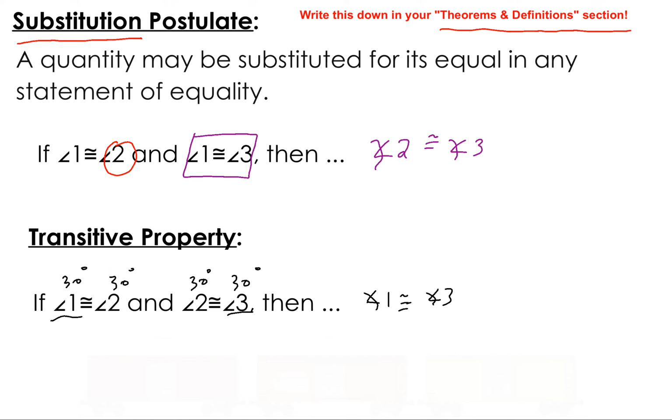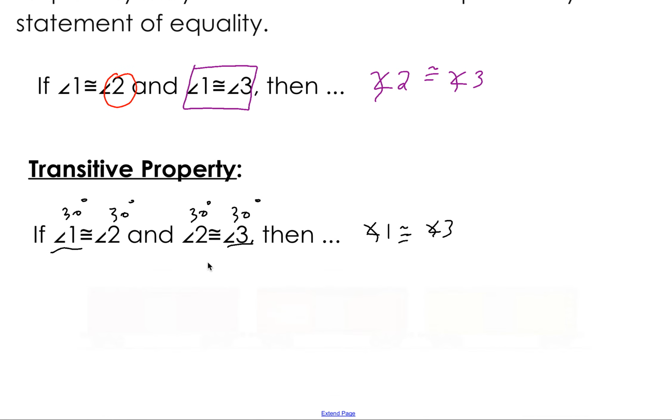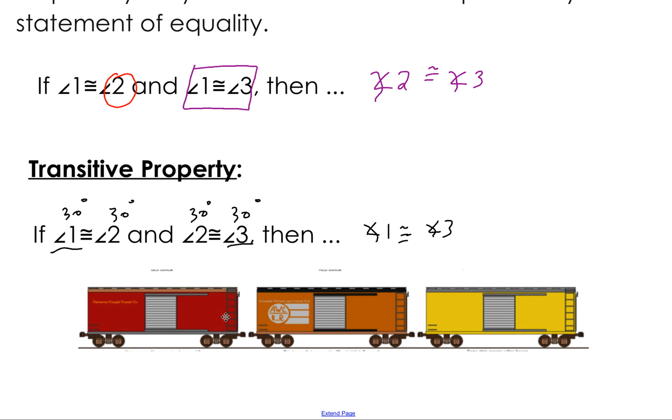So how do we draw a distinction between substitution postulate and the transitive property? Well, this is how I like to think of it. Transitive sounds like train, train. So imagine you have 3 cars, right? The red car is pulling the orange car, and the orange car is pulling the yellow car. Therefore, indirectly, the red car is pulling the yellow car. So in other words, we have this chain. We have this chain in our link between the red car and the yellow car. The red is pulling the orange is pulling the yellow. Therefore, indirectly, the red is pulling the yellow as well.